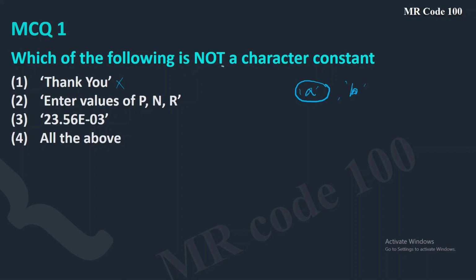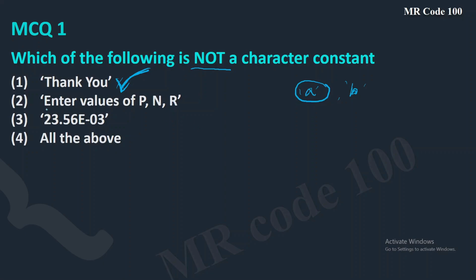But in the question they have said what is not a character constant. So according to the question, this one is matching with the question. As it's not a character constant, we will mark it correct. So we'll give a tick. That's why read the question properly before answering anything. That's the trick of the question.